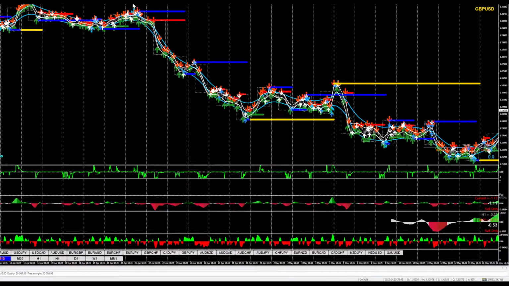And we can see here that we had the yellow daily dots and we didn't get the yellow dots down here. So I knew it's going to continue further down, which it did. And then finally we had the yellow dots, golden dots here. So that's when I knew that the move was over.